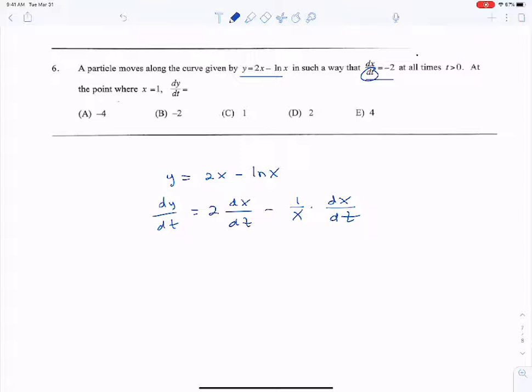Okay, then let's plug in our stuff here. So what do we have here? We're asked to find dy dt, and that's going to equal 2 times dx dt, which is negative 2, minus 1 over x, where x is 1, times negative 2. So that's a number, and we can clean up that number. In regards to number 6, do you have any questions?